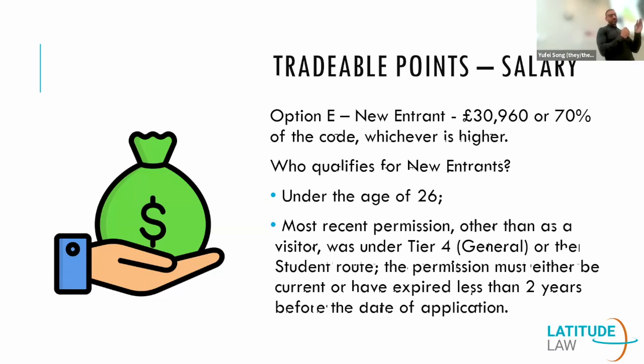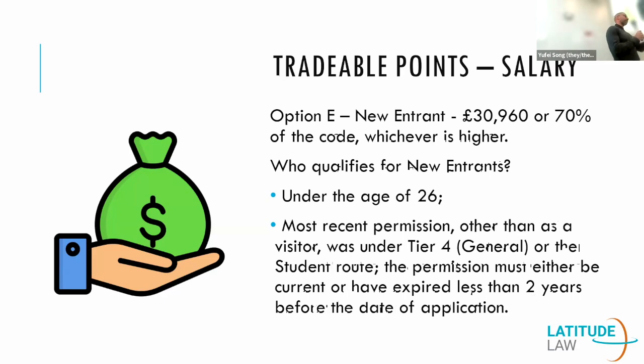Employers will have to pay you 30,960 or the going rate for the role, but most of the time the 30,960 will be sufficient. And the question is, who qualifies as a new entrant? As long as you're under 26, so not 26, you have to be under 26, or your most recent permission could be as a student, for example a student or on a graduate visa. Even if you're switching from a graduate visa, you'll qualify, or if it's within 2 years of completing your student visa or your graduate visa.